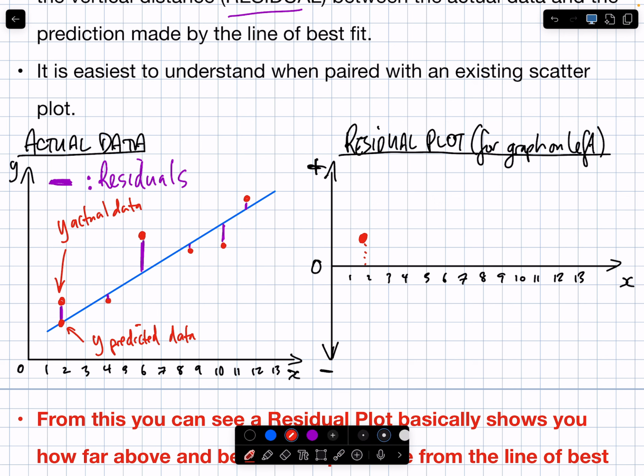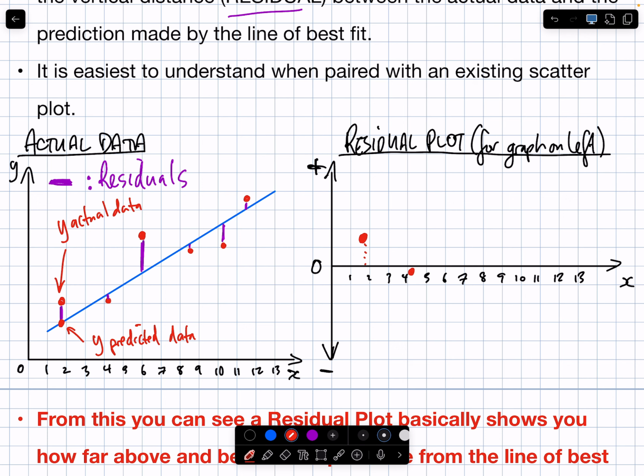Where would the dot go on the residual plot for the second bit of data on the scatter plot? Would it be still above the horizontal line on the residual plot, or would it be below by a lot or below by a little bit? Just a little bit. And whereabouts would it be? It would just be above 4 because that's where that data was on the actual scatter plot. So it would just be below 4.